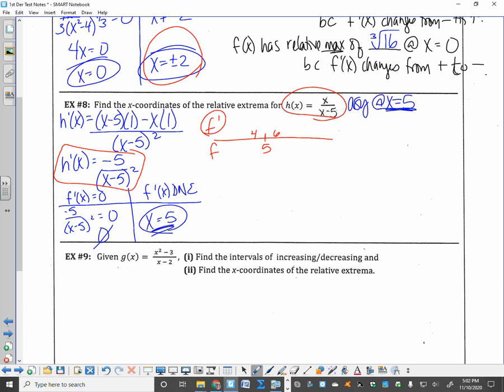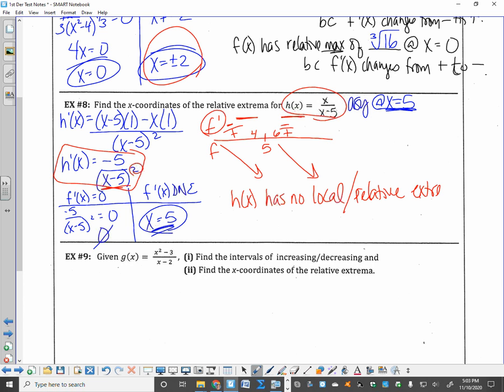All right, so I'm going to go here. So the top is going to be negative no matter what. 4 minus 5, whatever this is, it's getting squared, so the bottom's going to be positive. Top's always going to be negative, bottom's always going to be positive. That means it's negative and it's negative, which means we're decreasing and decreasing, which means h of x has no local or relative, either way you want to say it, extrema. But you have to have your reason, because h prime of x is constantly negative.